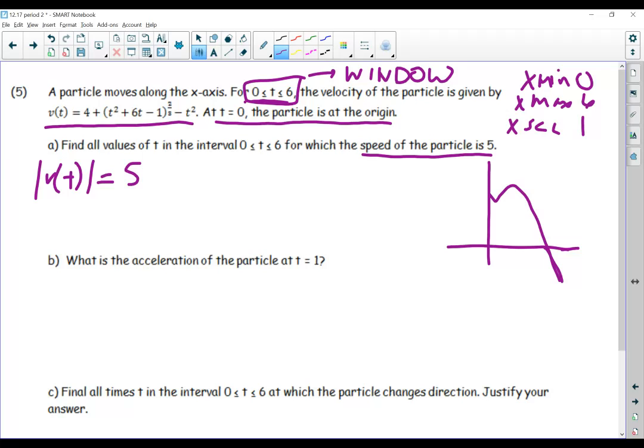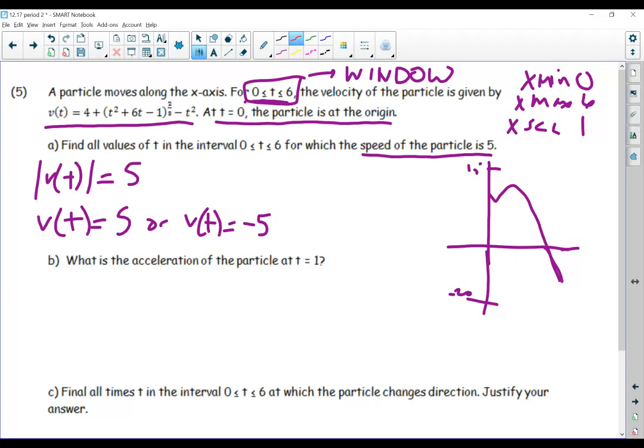Depending on how you scaled it. Okay. I think I have my scale up here to 15, and this scale is -20, something like that. Okay, so if I'm trying to find when the speed is 5, I'm trying to figure out where is the velocity equal to 5, or where is the velocity equal to -5. So here's how you're going to do that, guys.